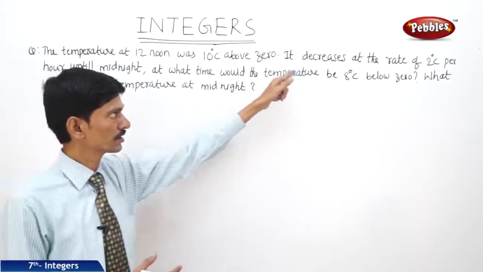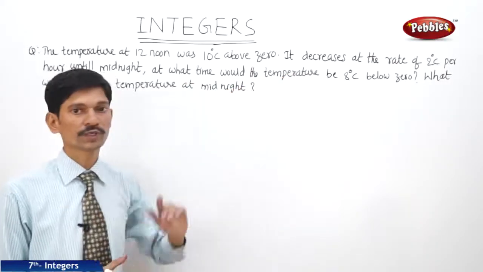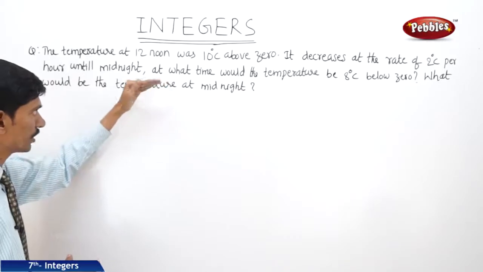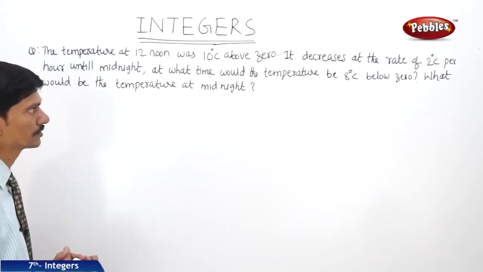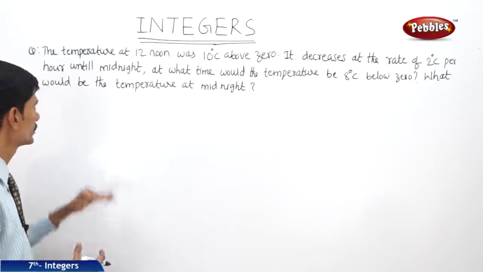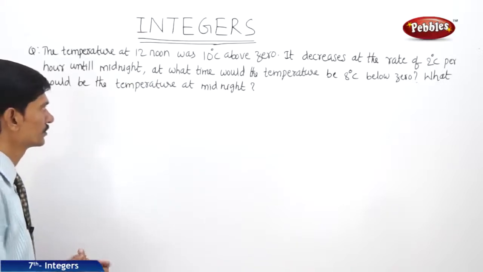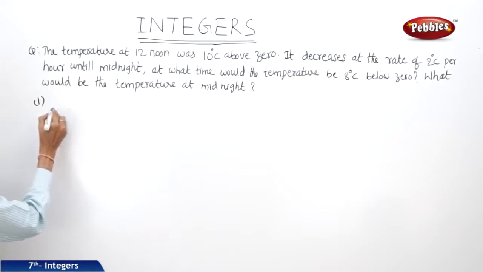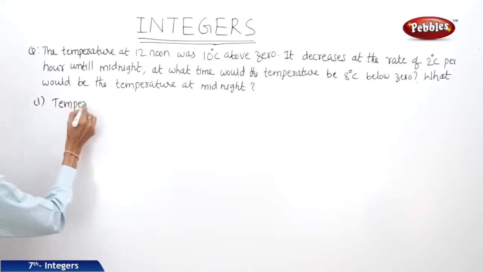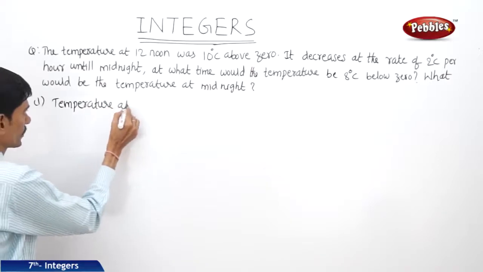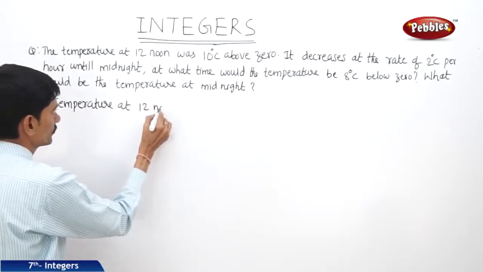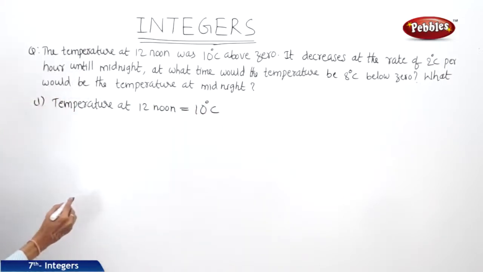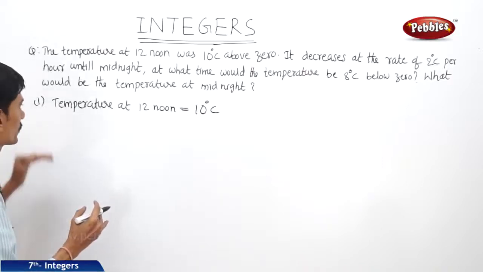Now it decreases at the rate of 2 degrees centigrade per hour. So every hour it is decreasing by 2 degrees centigrade. Now we should find at what time the temperature would be 8 degrees centigrade below 0, and also what the temperature would be at midnight. Now let us find the first answer. Temperature at 12 noon equals 10 degrees centigrade, and it is decreasing 2 degrees centigrade per hour.